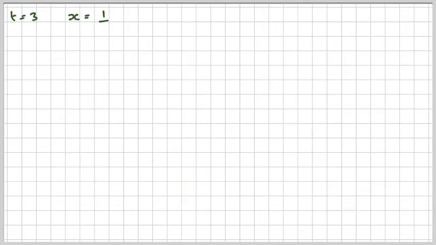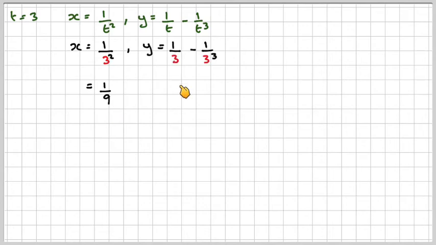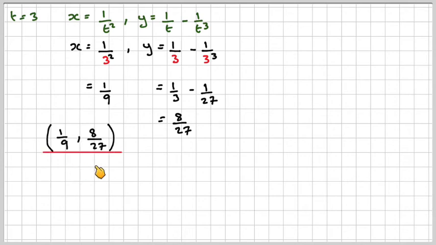Right, so we've got t is 3, we've got x is 1 over t squared, and y is 1 over t minus 1 over t cubed. So when we put 3 in here, we get 1 over 3 squared. That gives the x coordinate as 1/9. And here we get 1/3 minus 1/3 cubed, which is 1/3 minus 1 over 27, which is 8 over 27. So that will give me the coordinates (1/9, 8/27).